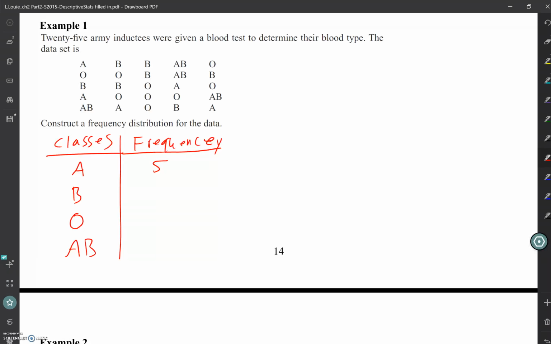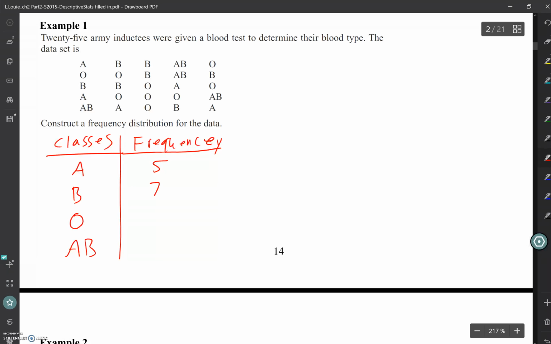How many B's do we have? 7. All right, how about O's? 9. And AB's? 4. Does that add up to 25? Oh, that's right, we want to go to 25.